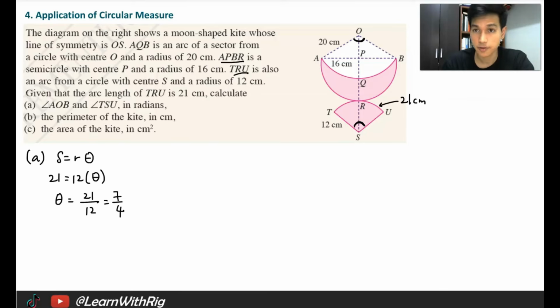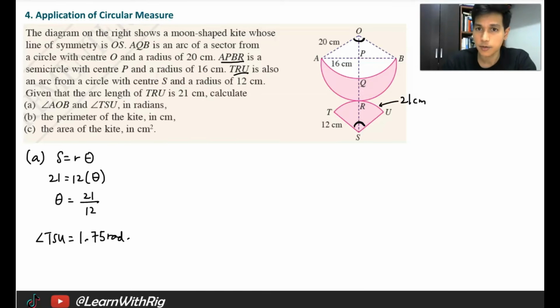I try not to simplify first. Wait, this one you can simplify to 1.75. So I'm just going to write 1.75 radian. If it's a recurring decimal, I try not to simplify so soon, because otherwise the final answer will be very far from the actual answer. So now this is angle TSU.